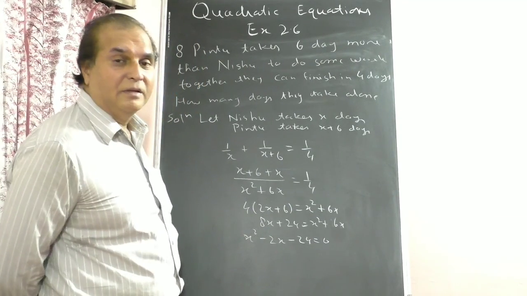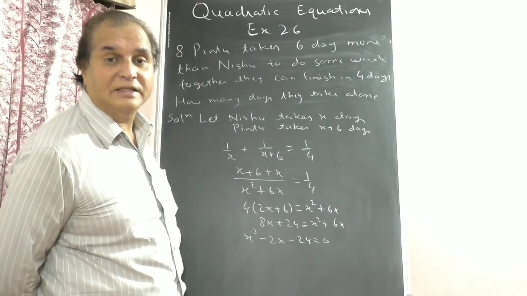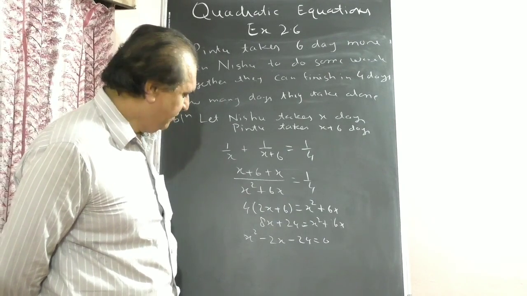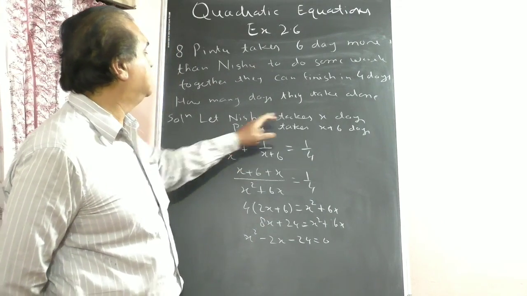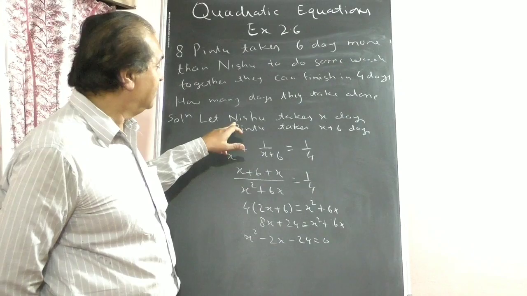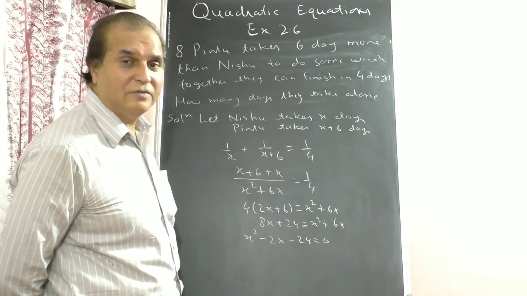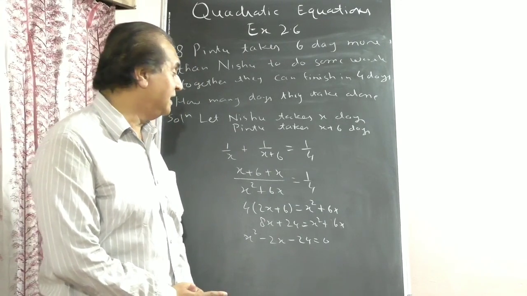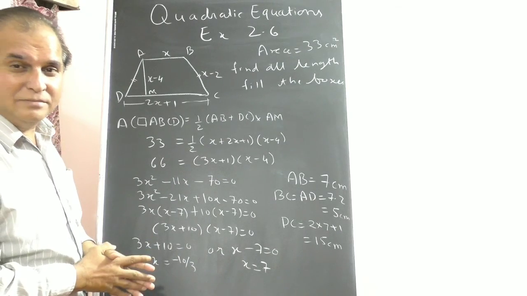Again negative product. So one negative answer, one positive answer. Negative answer will be discarded, positive answer valid. So positive, and that will be the days of Nishu. Other negative discarding. For Pintu just add 6 to them. You will get the days of Pintu to complete the work. Right? Okay. Let's go ahead with the next sum.